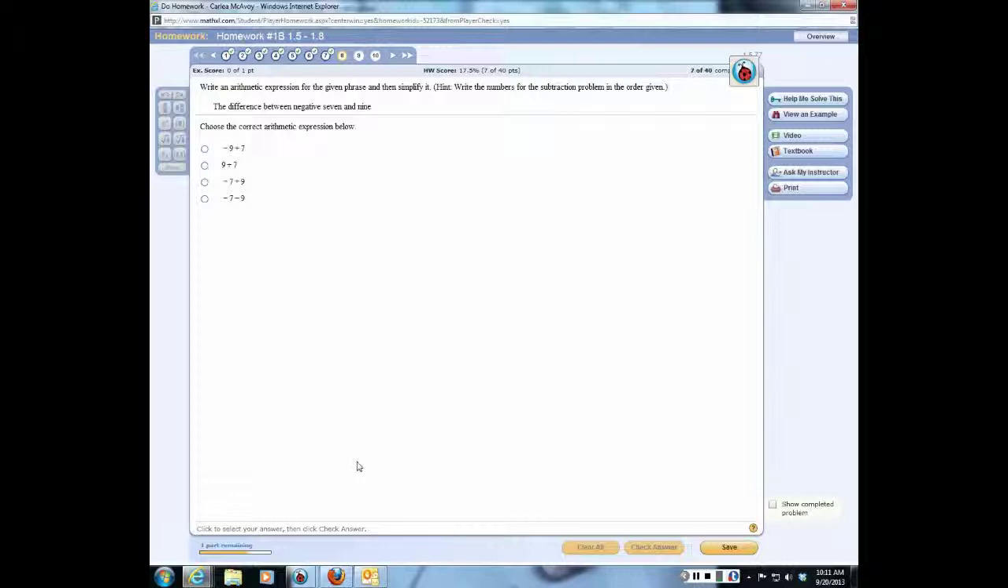Write it down before you see me do it. That would be great. It says the difference between 7 and 9. Okay, and we're going to simplify it afterwards too.